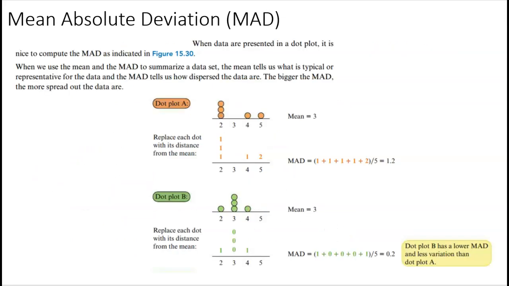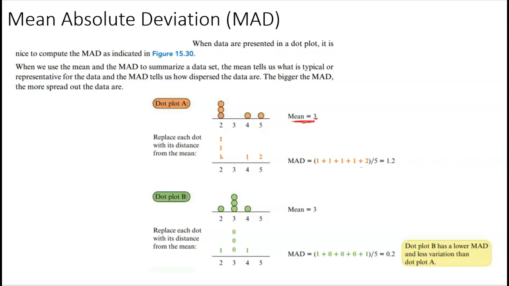When data is presented in a dot plot, it's actually nice to compute it as follows. We say, okay, the mean is 3. Then instead of the dots, I'm going to write the distance from the mean. So this is 2. The distance from the mean is 1, 1, 1. The distance from 4 to the mean is 1. The distance from 5 to the mean is 2. And then I add them all up and divide to get the MAD.